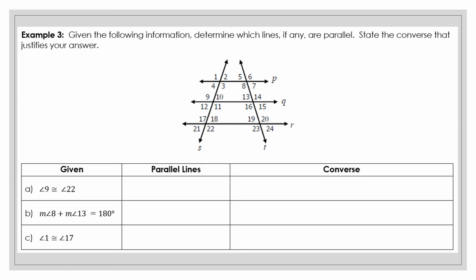So for A, we have 9 is congruent to 22. So here is 9, and here is 22. All right, 9 and 22 are on Q and R. If those are congruent, then we can conclude that Q is parallel to R, and that is because of the converse of the alternate exterior angles. So, oops, to help to spell it correctly, let's try that again. Converse of alternate exterior angle theorem.